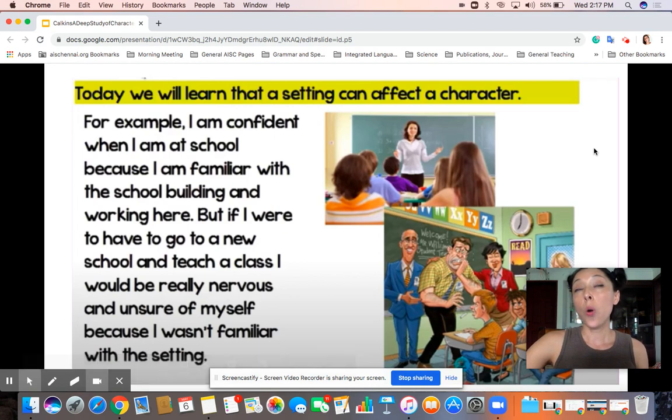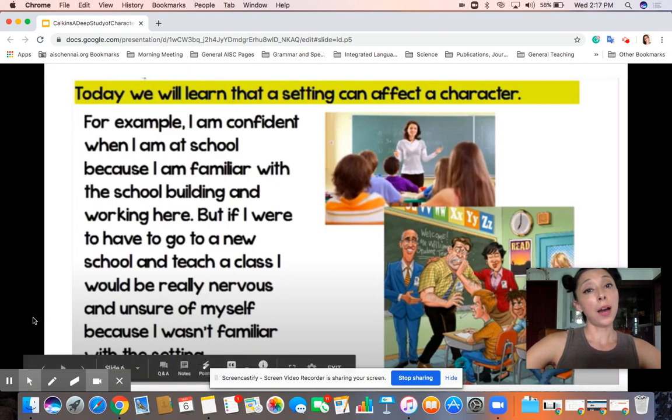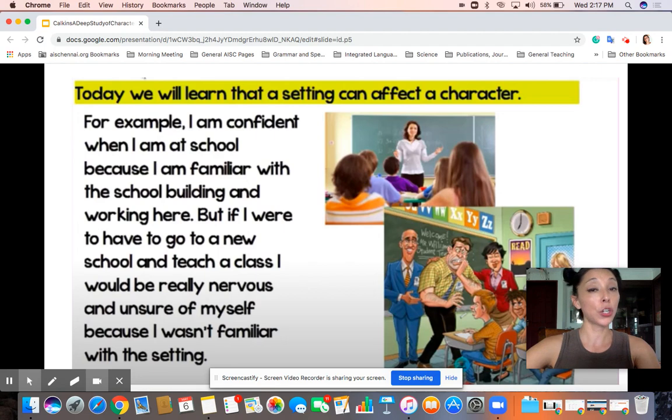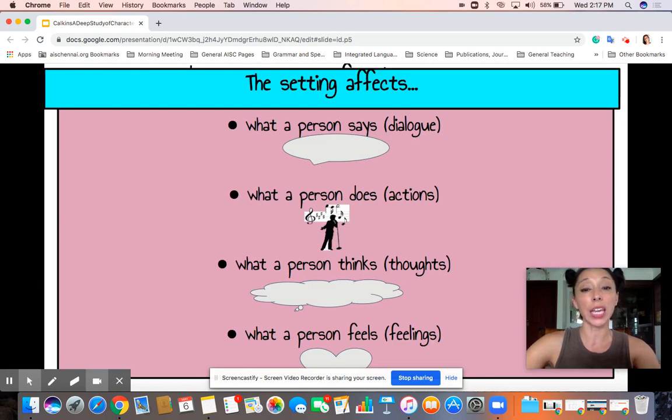And what might I do differently? Well, I like to make jokes and be silly in class. But in a different setting, a new school, it might affect me and I might not be so silly or make jokes with new students in this new setting. Can you think about how our current setting right now with virtual learning and the coronavirus is affecting the things that you feel, think, say, and do?